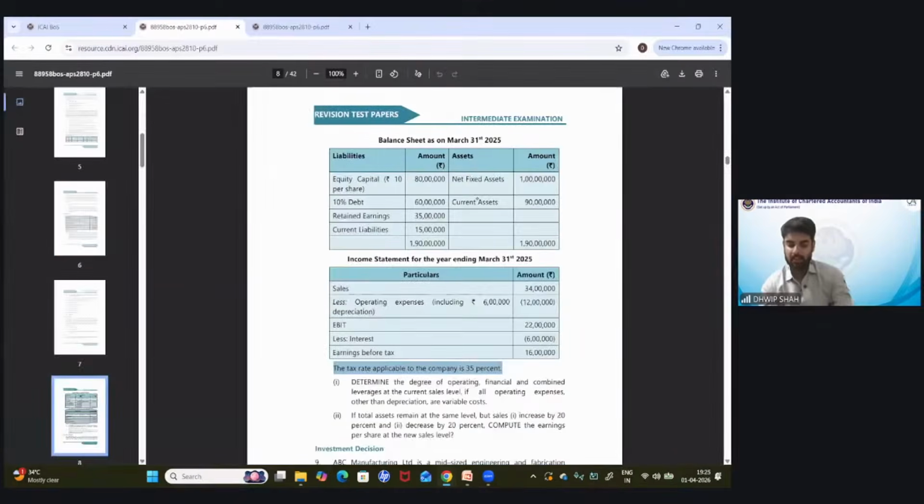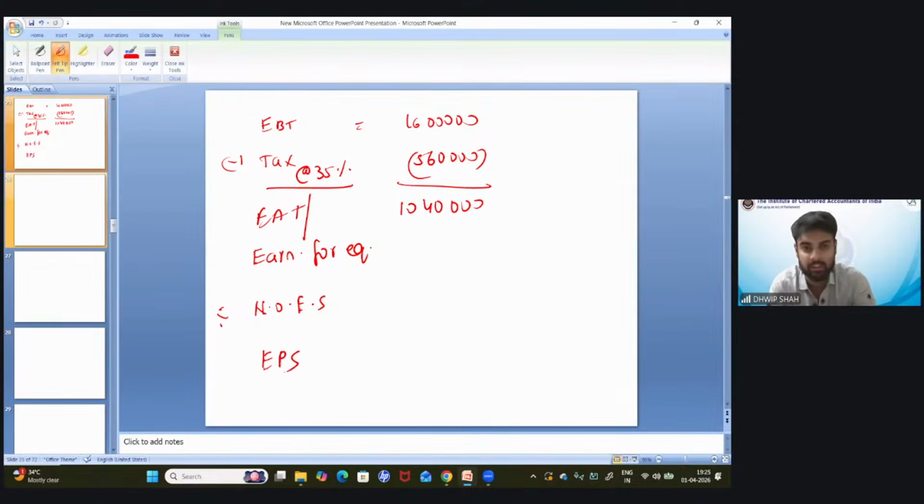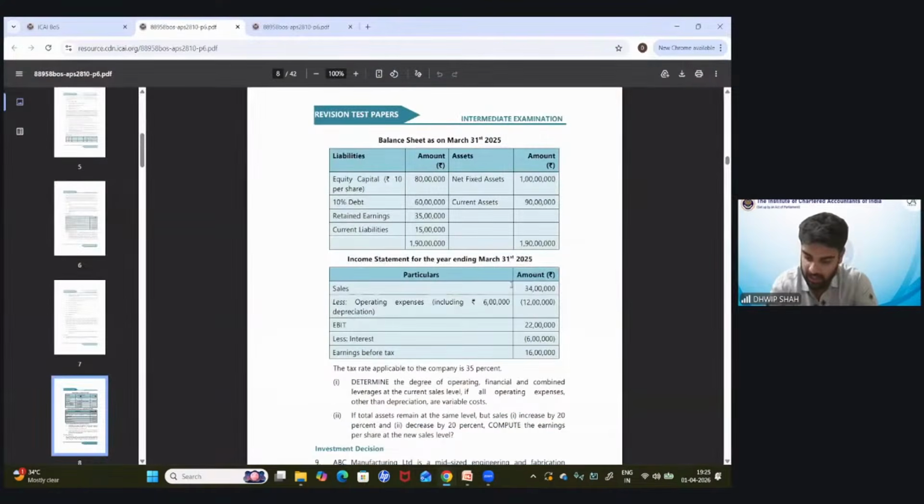Check the balance sheet. बैलेंस शीट पे कहीं पे भी preference share capital है? नहीं है, so no need to subtract preference dividend. Can I say this EAT will be my earnings for equity? And if we divide by number of equity shares, can I say I will get my existing EPS when sales is at 34 lakhs?